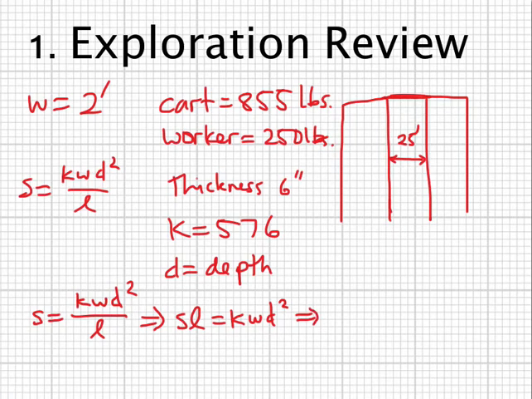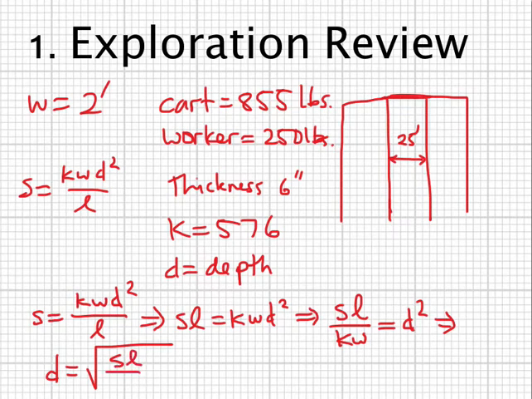So I multiply both sides by L. Next, I'm going to divide. I want to get D squared by itself so I can then square root it. And to do that, I divide both sides by KW. So now I have SL divided by KW equal to D squared. Now, because I have that square there, I want to undo that square. And to undo a square, I simply take the square root. So my answer is going to be D equal to the square root of SL divided by KW.